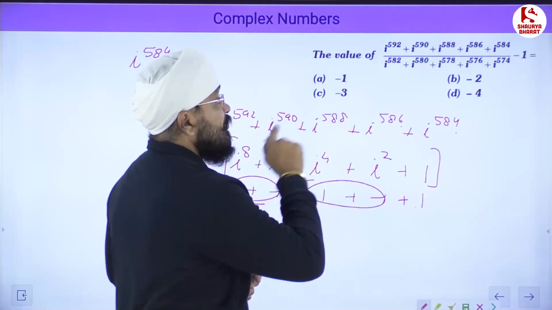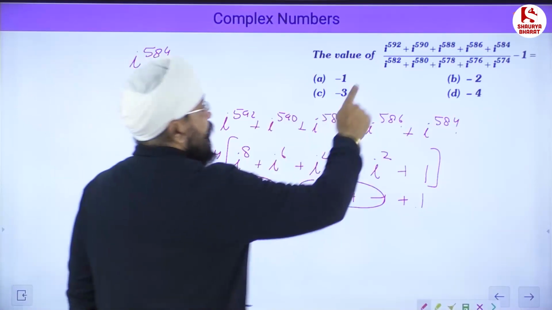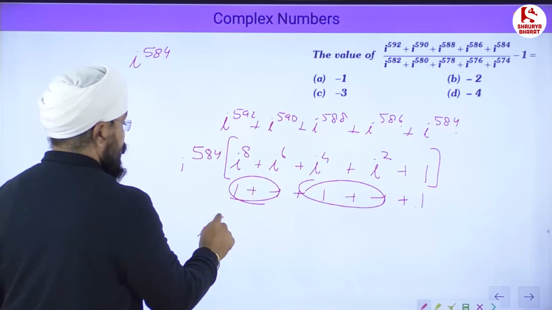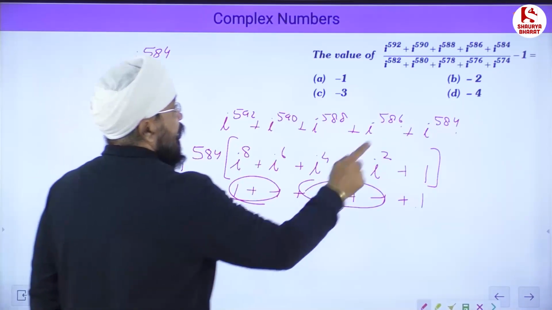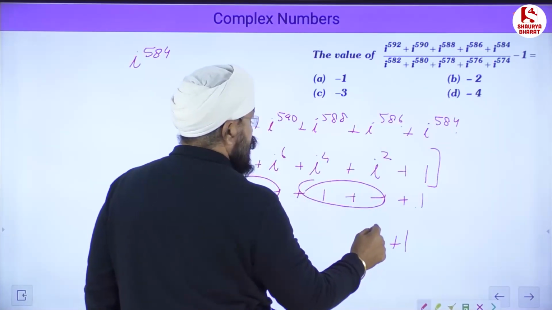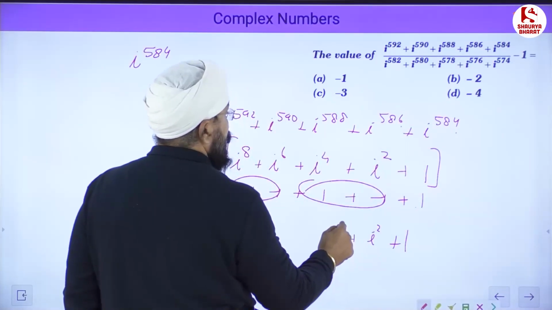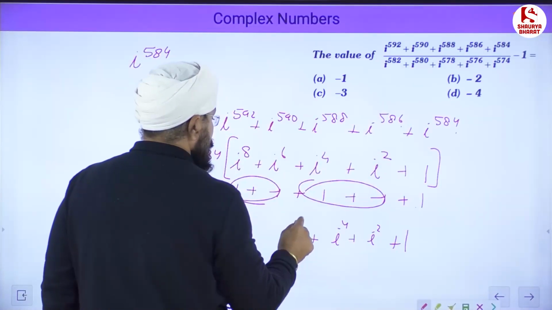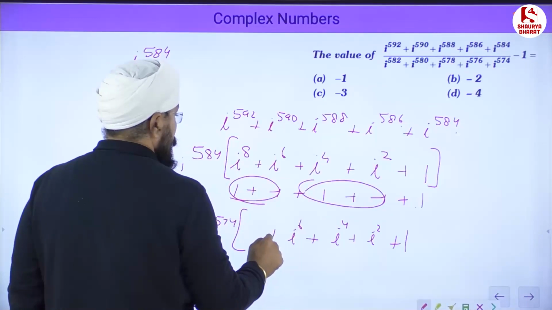If I go with the denominator, again the same concept, I can go with the lowest power. We can take that iota to the power 574 common. Again we are left with 1 at the last. Then here we are going to have iota square. Then we are having iota to the power 4. And then again iota to the power 6. And this is iota to the power 8.